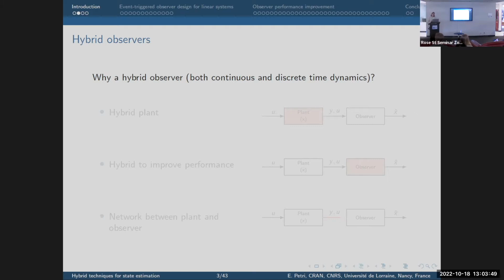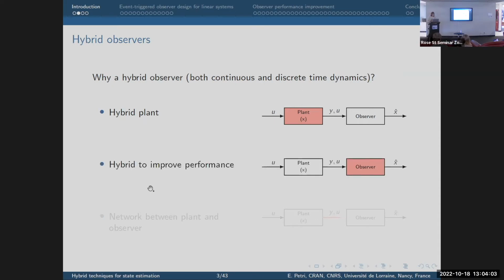And why are people interested in hybrid observers? Well, there are three main reasons. The first one is when the system plant is a hybrid system. In this context, it makes sense to design a hybrid observer. A second group is, even if the plant is designed in continuous time, maybe it makes sense to use hybrid techniques in order to improve the estimation performance of an observer.